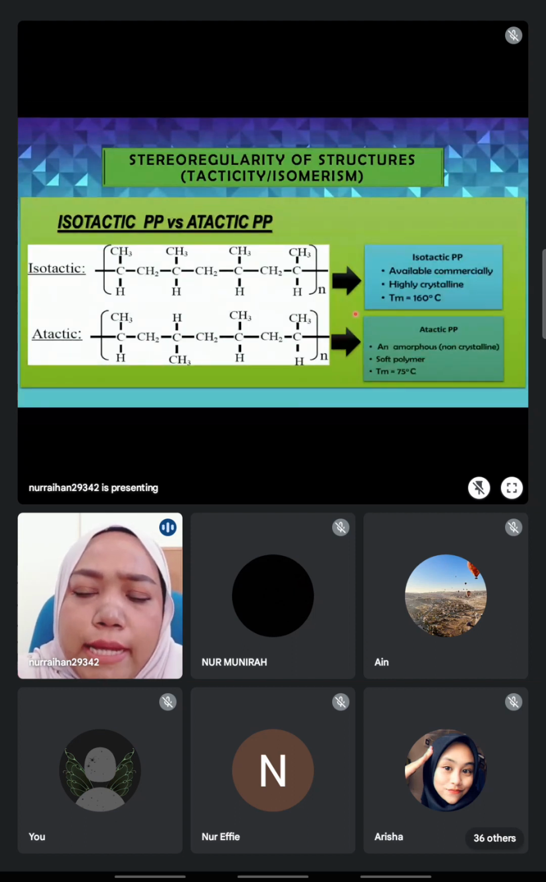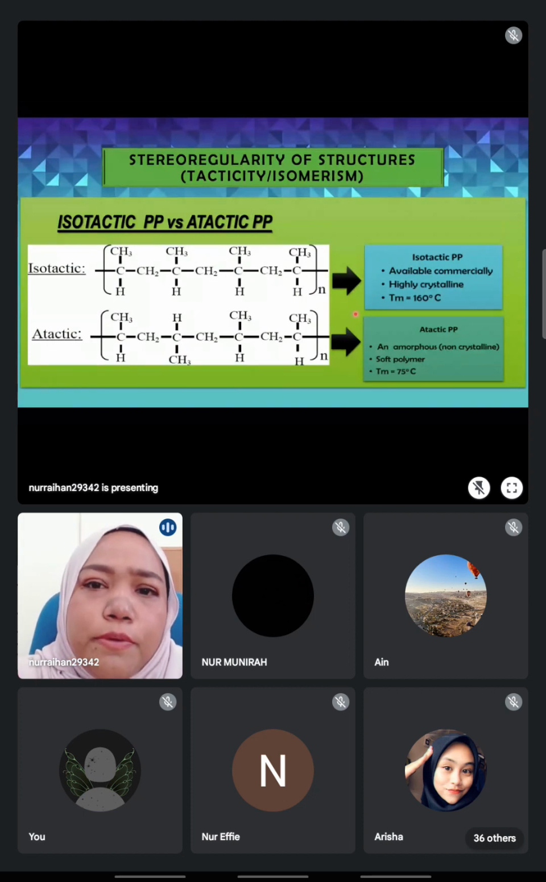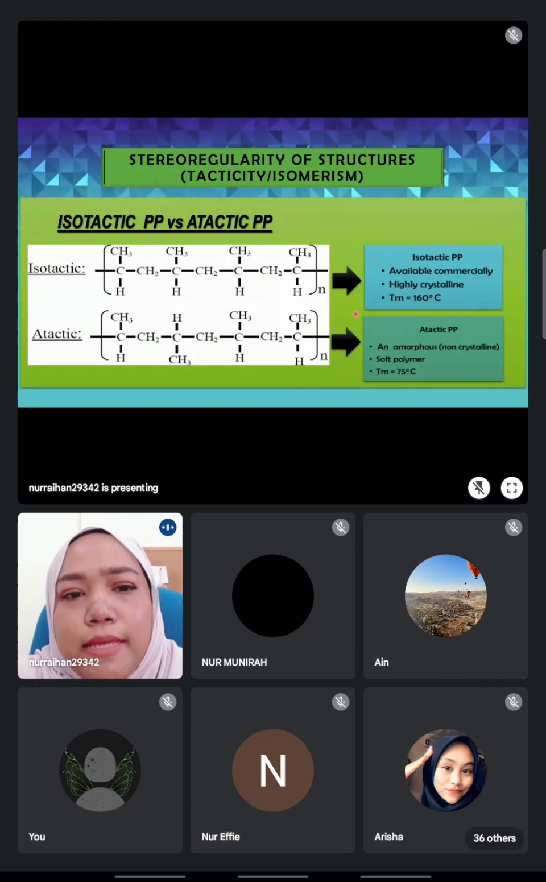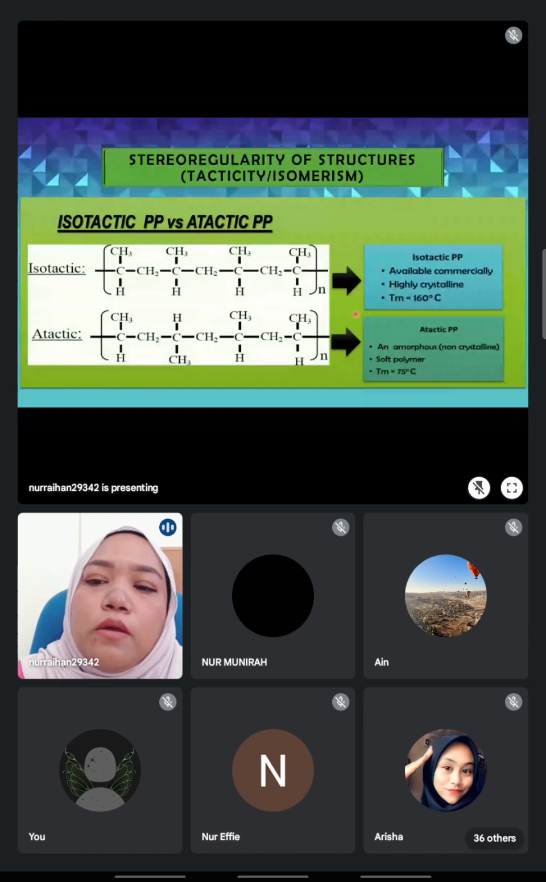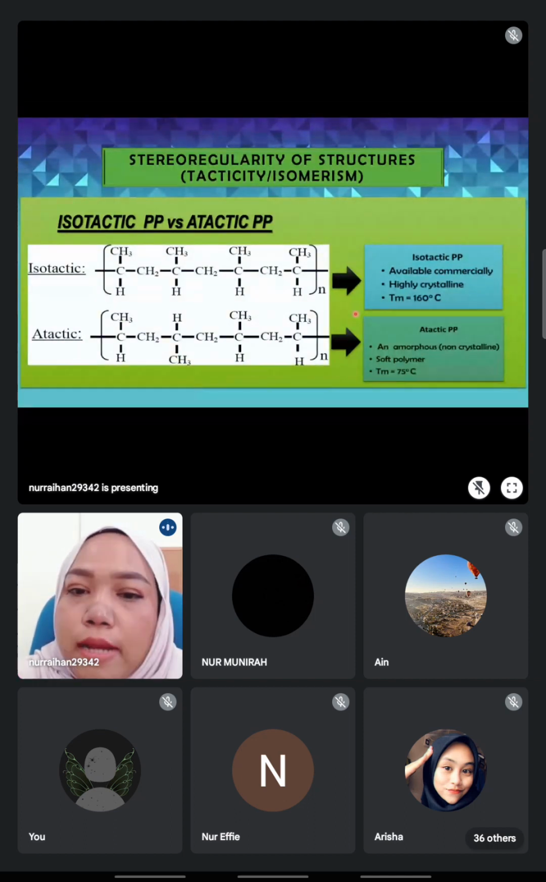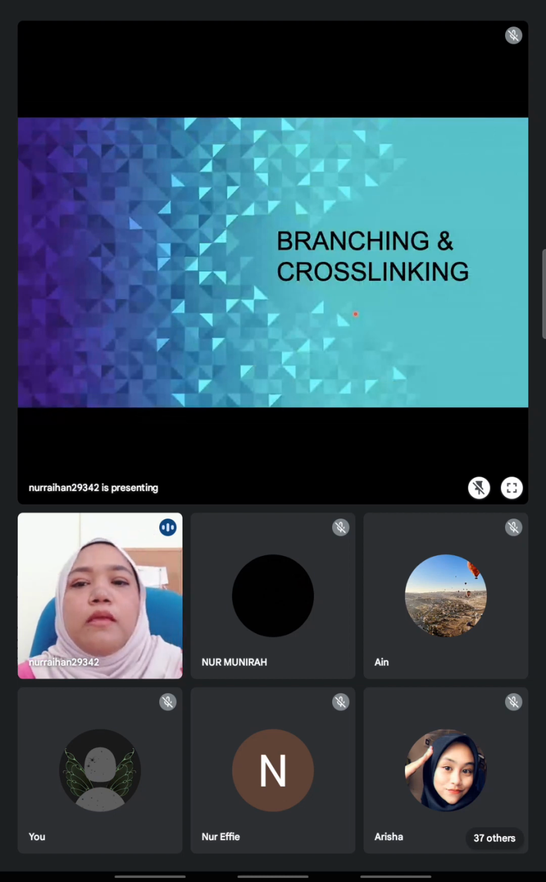So the difference between the iso and atactic sama juga macam cis and trans tadi. They will give a different properties. Isotactic, syndiotactic, normally they will require high energy for the bond to alter the bond, okay, to break the bond. So they require high melting temperature to be processed. Compared to the atactic, they require less temperature, melting temperature to be processed, because in the atactic they are more amorphous, in the isotactic they are more crystalline.